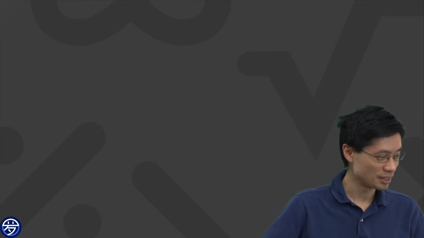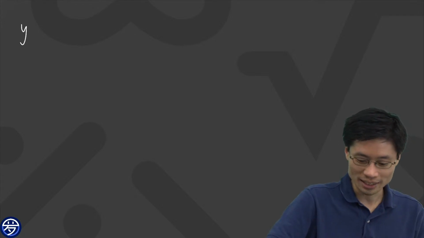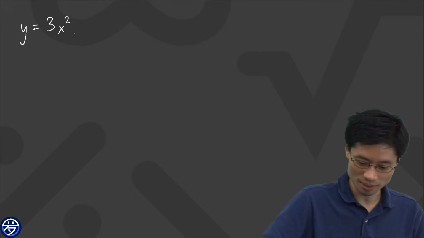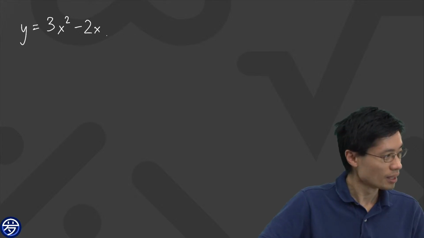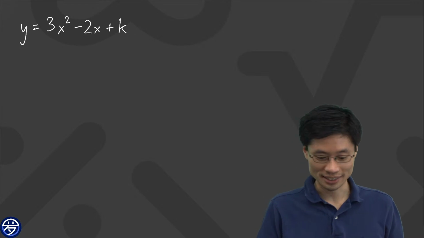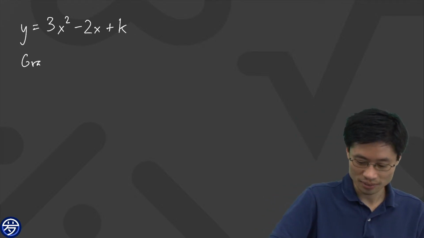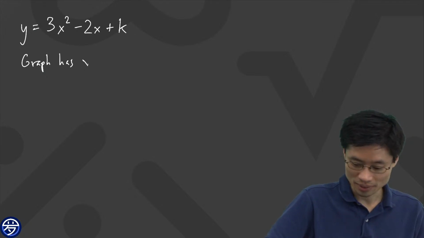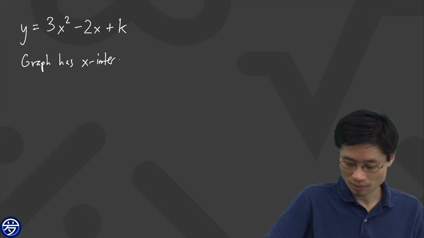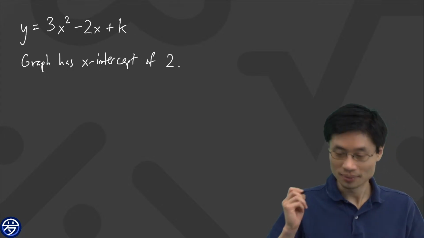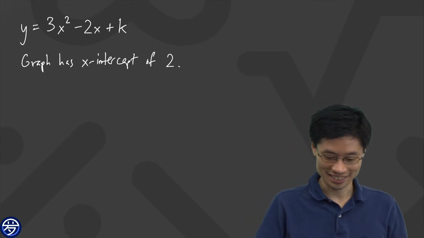And so here's an equation. y equals 3x squared minus 2x plus k. And we have some information about this. We know that the graph has an x-intercept of 2. And the question is, what is k?